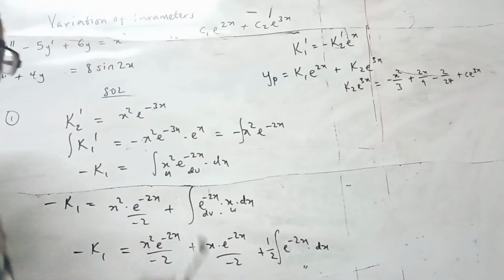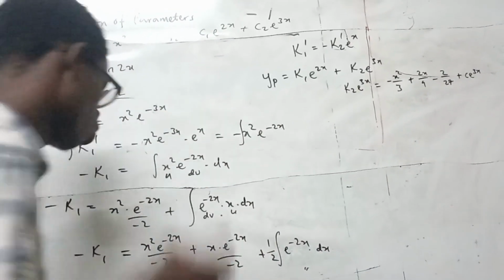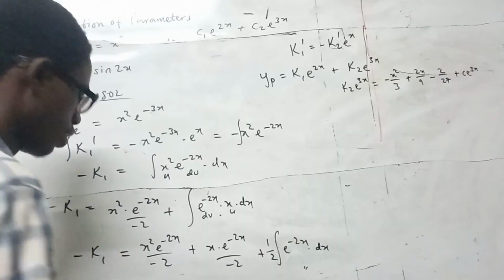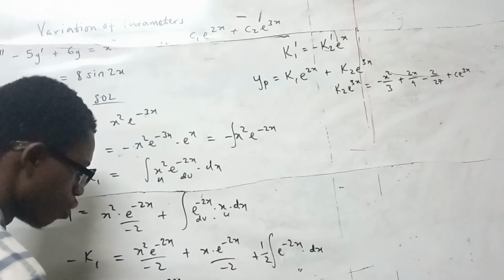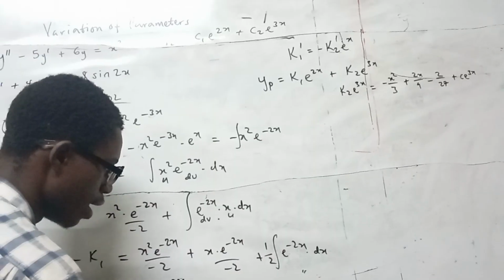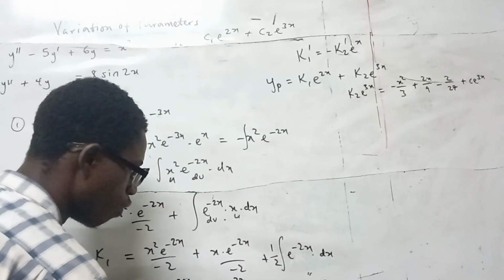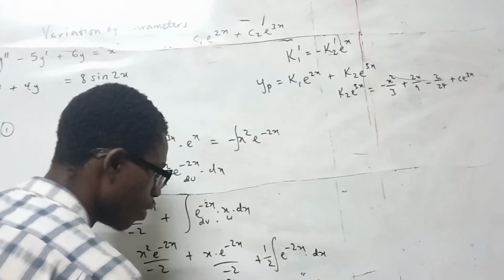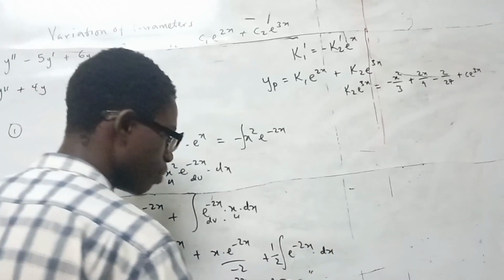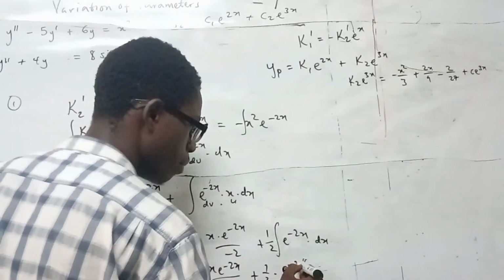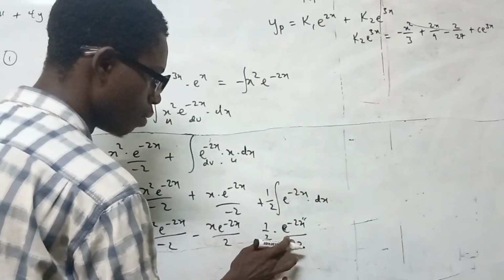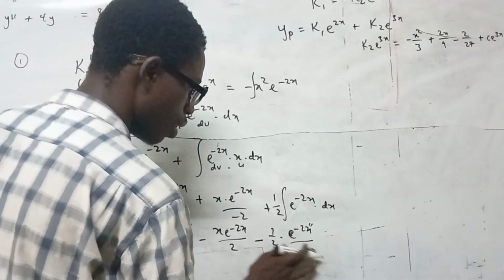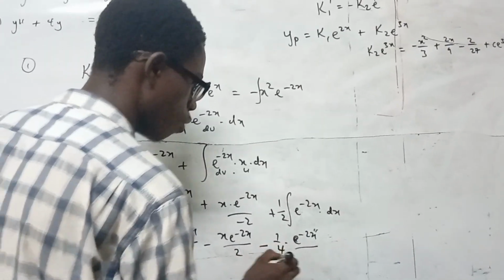Since u equals x, du equals dx. So we are left with k1 equals x squared e^(-2x) over minus 2, minus x e^(-2x) over 2, plus 1 over 2, plus, if I integrate this, I'm going to be left with e raised to power minus 2x over minus 2. So I can join it together with this. This minus turns this one to minus, and 1 over 2 turns this one to 4.